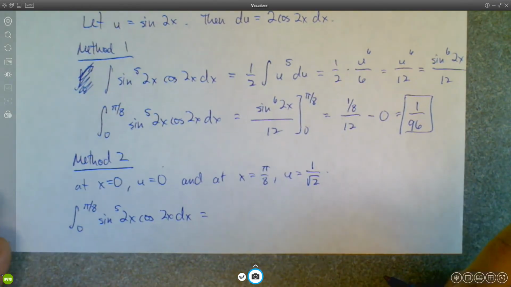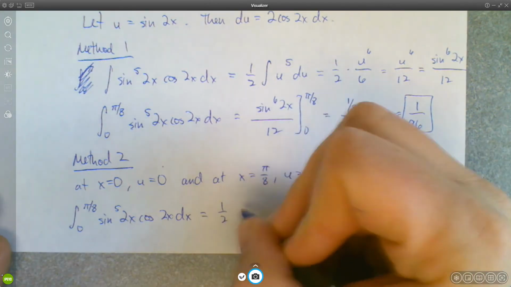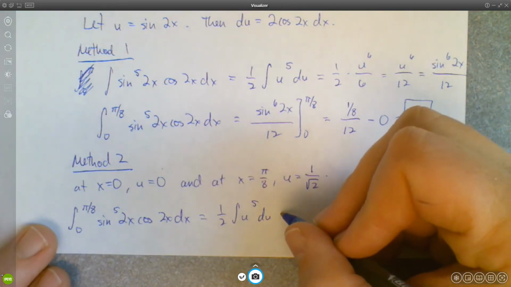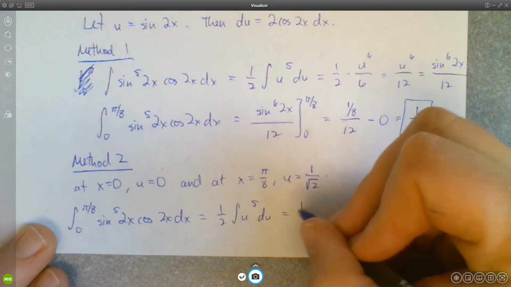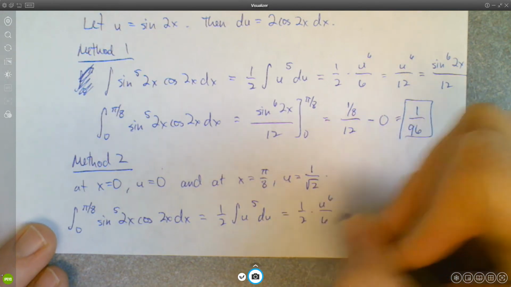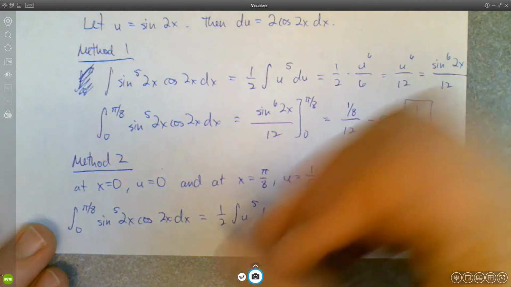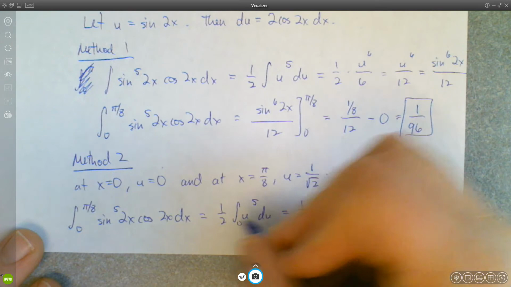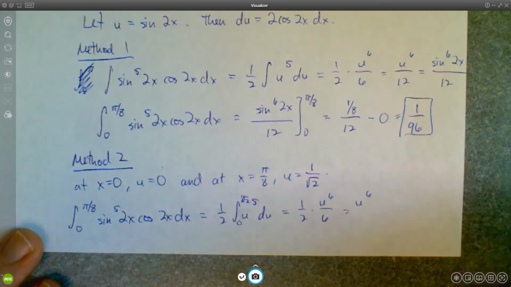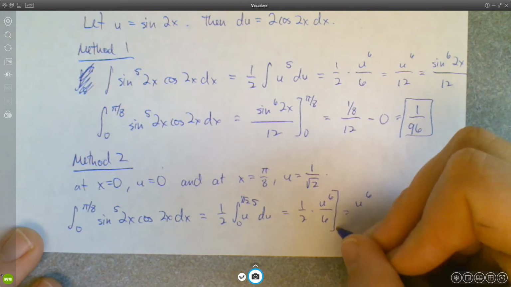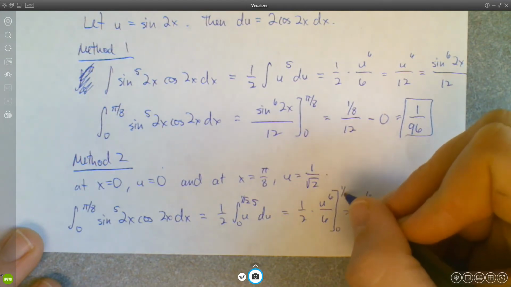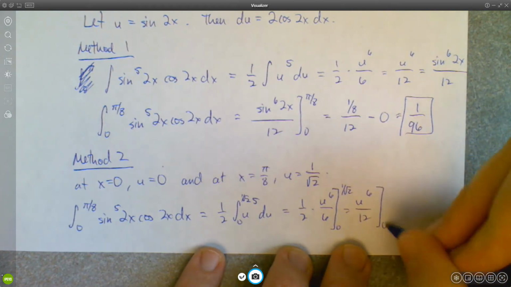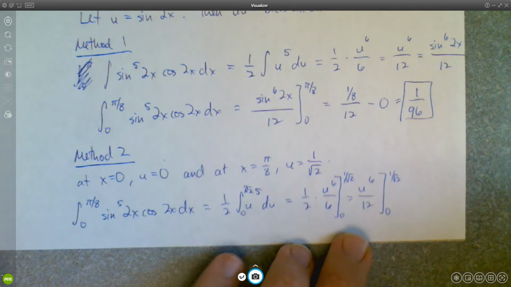So then the integral from 0 to pi over 8 of sine to the 5th 2x cosine 2x dx is just 1/2 times the integral of u to the 5th du, which is 1/2 times u to the 6th over 6. That's u to the 6th. Sorry, I forgot the limits of integration. It's this, from u equals 0 to u equals 1 over root 2. So it's u to the 6th over 12 evaluated from 0 to 1 over root 2. Right?